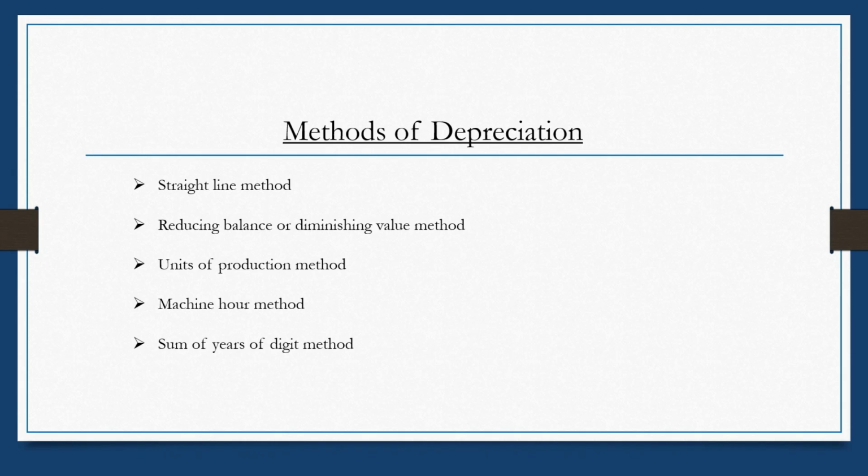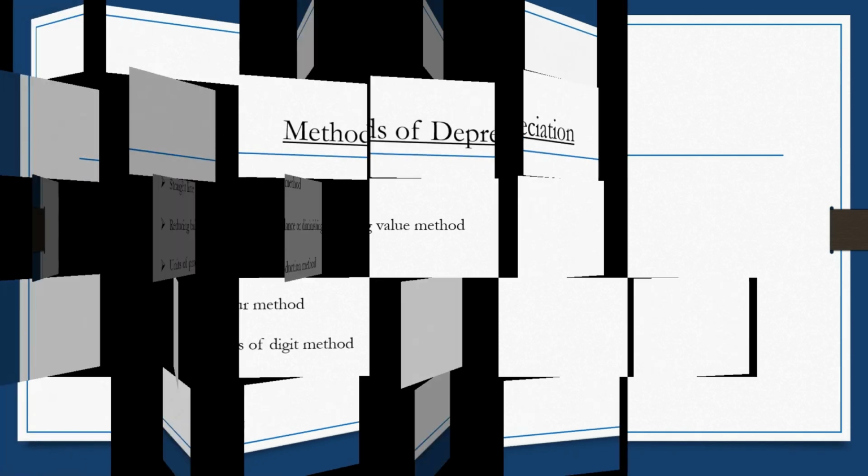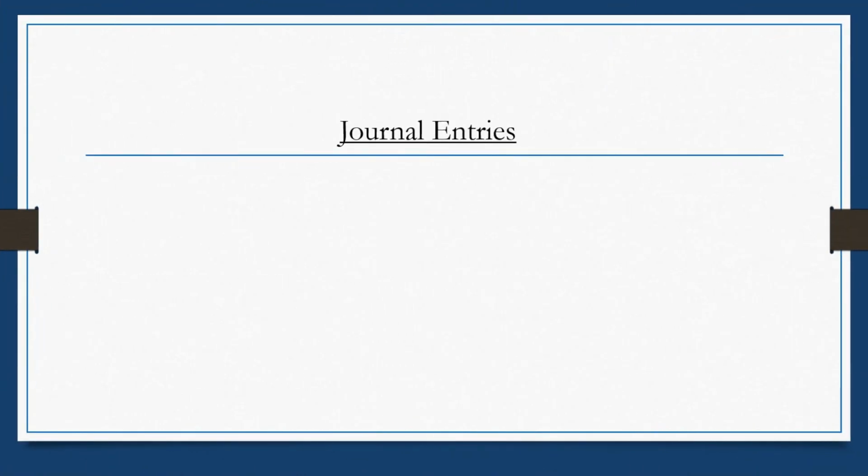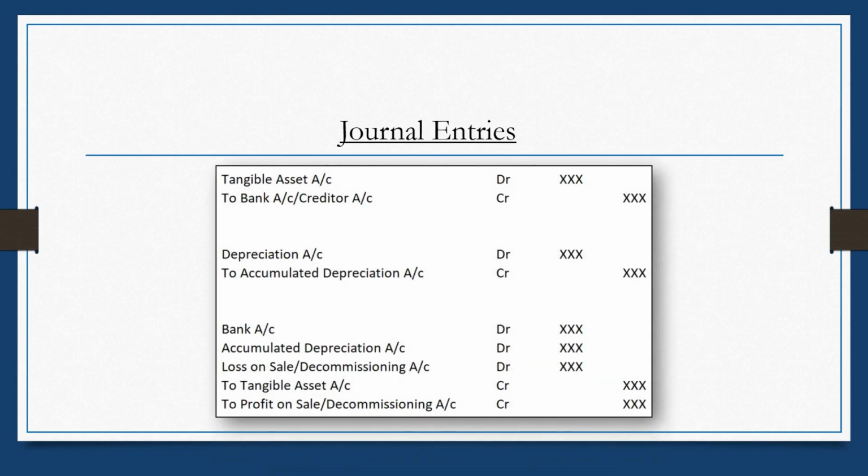Next part here is the journal entry, the most important one. Whenever you buy an asset, you have to debit that, and then it can be bought against your creditor's account, or you can just pay it simply from your bank account. So the entry will be tangible asset account debit to bank account or creditor account.